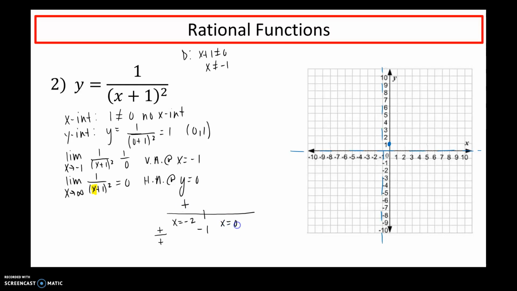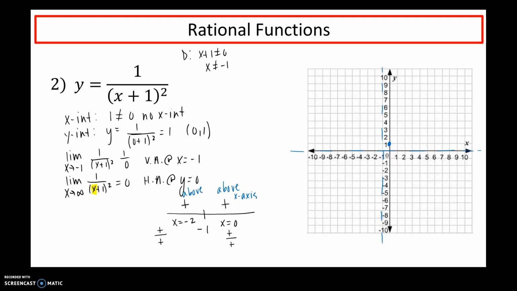If I choose 0, when x is equal to 0, we actually already did this because that's where our y-intercept is. Positive numerator, positive denominator. So what does this mean for our graph? Our graph is strictly going to be above the x-axis because both of those outputs were positive.